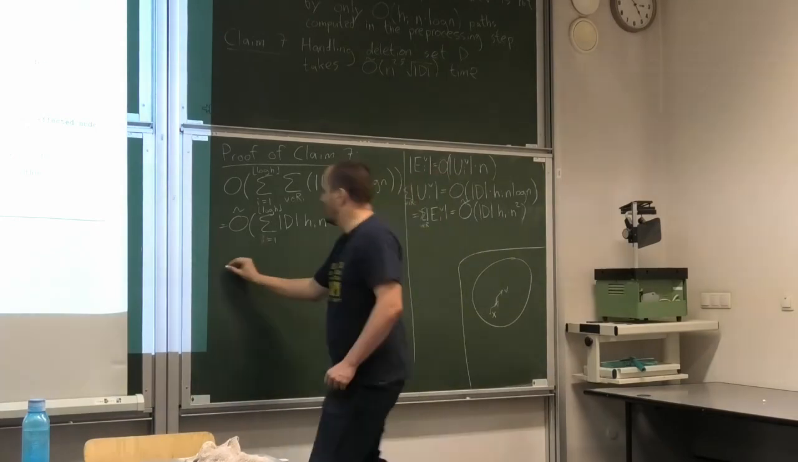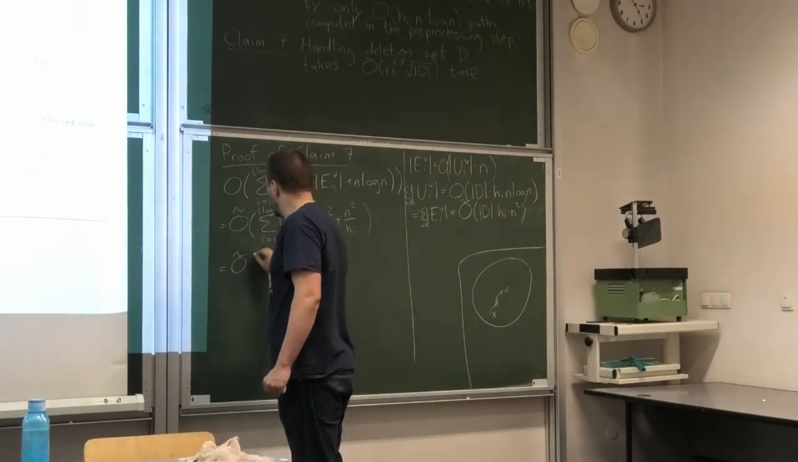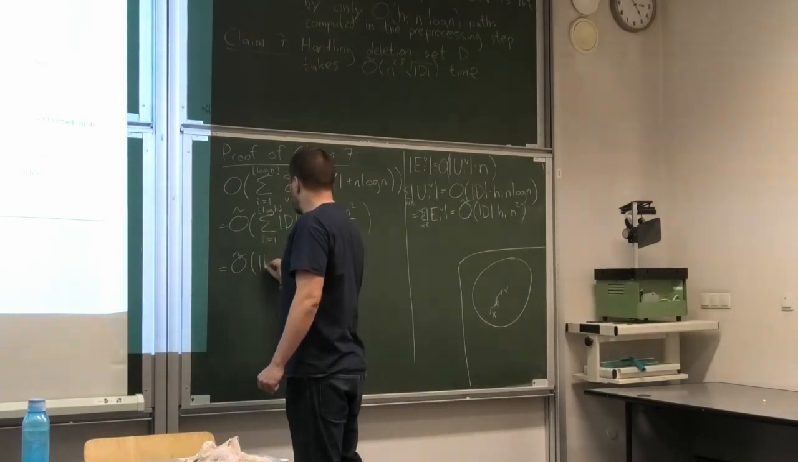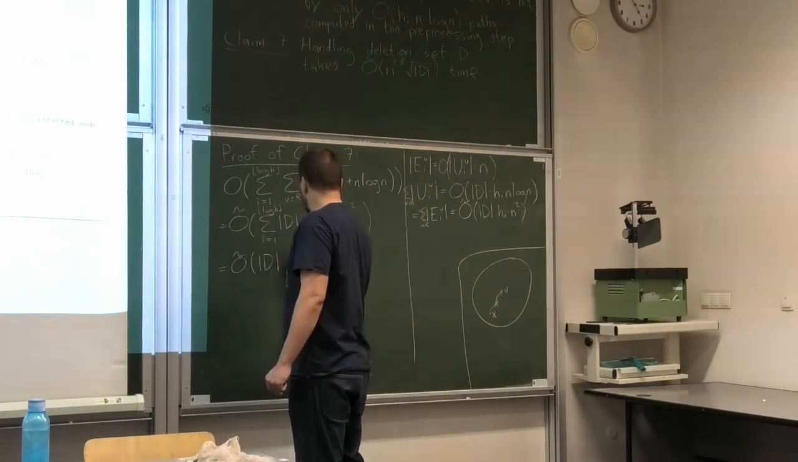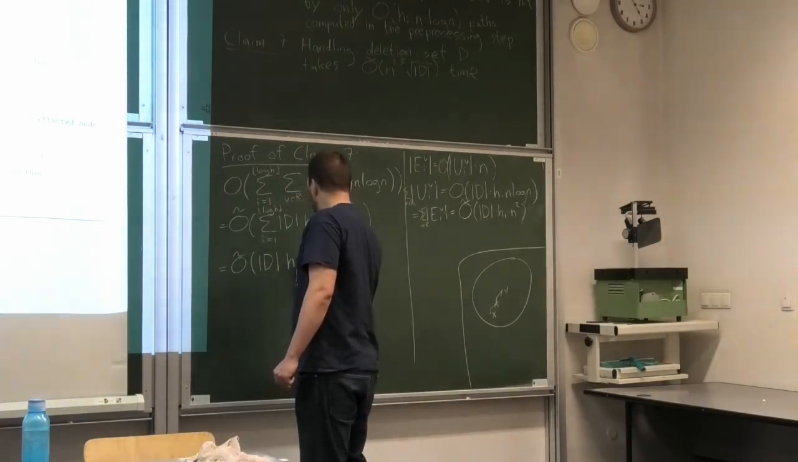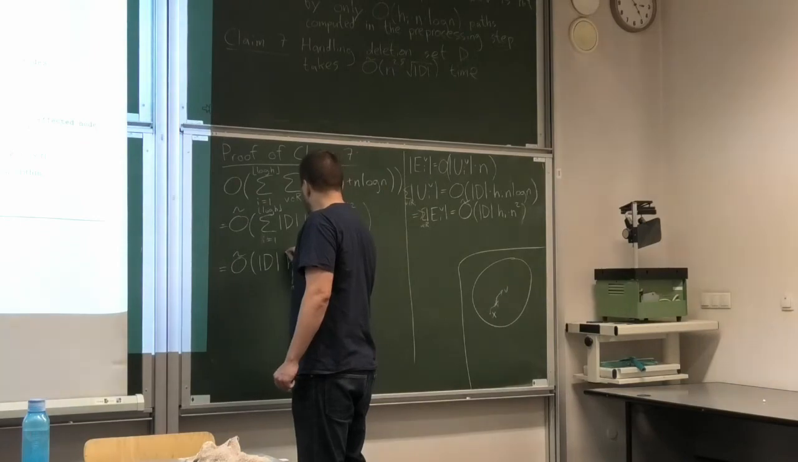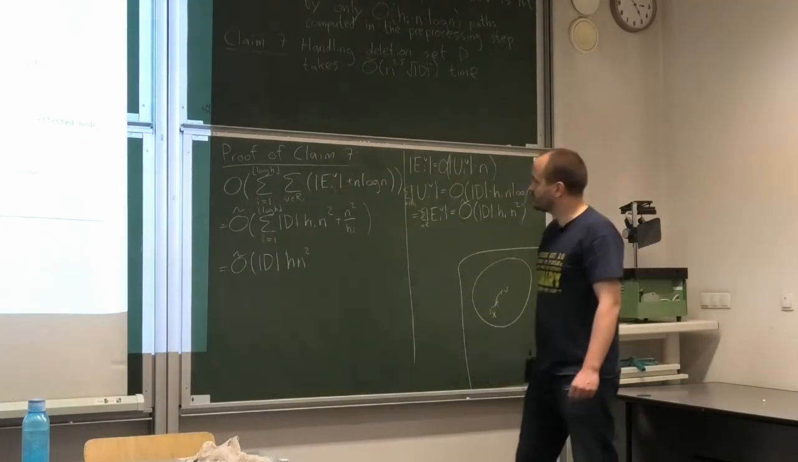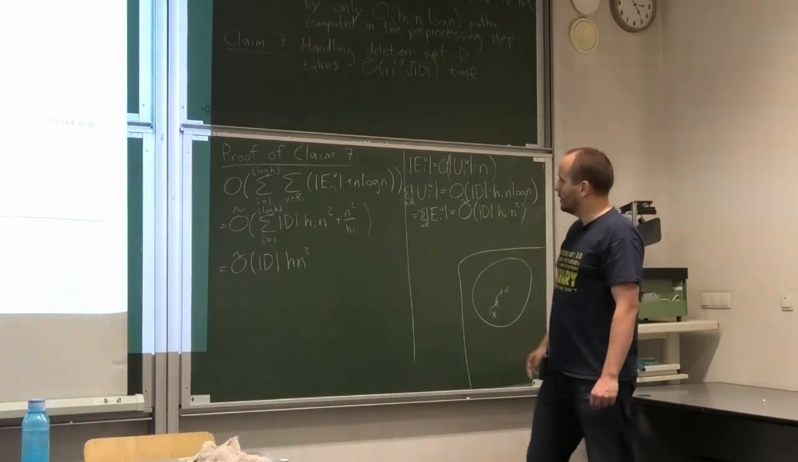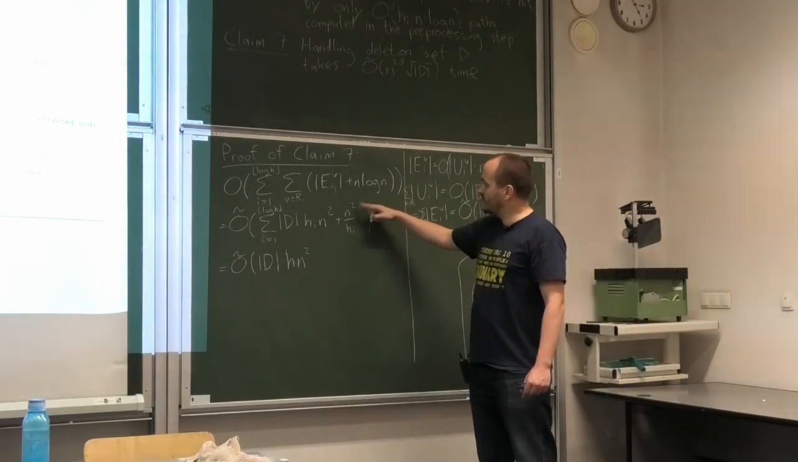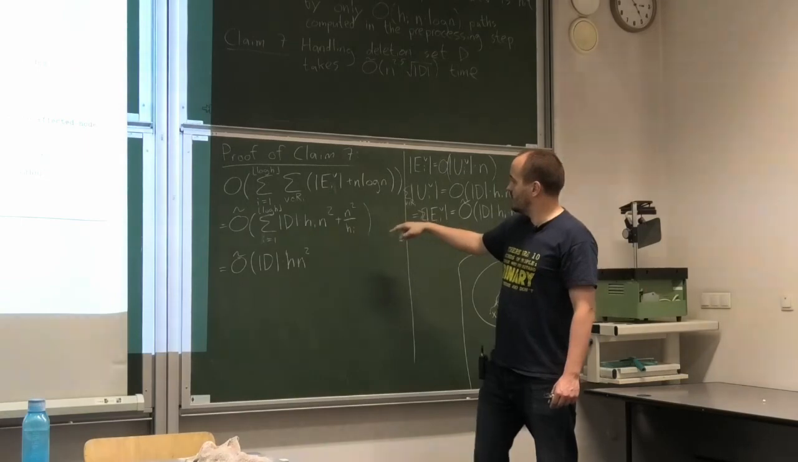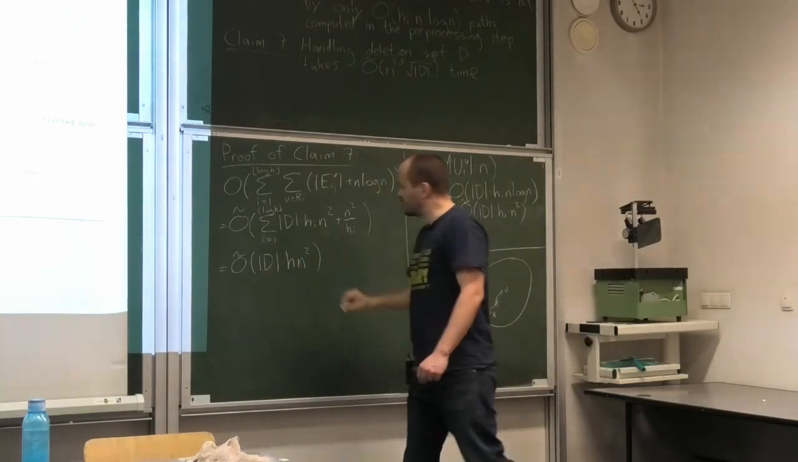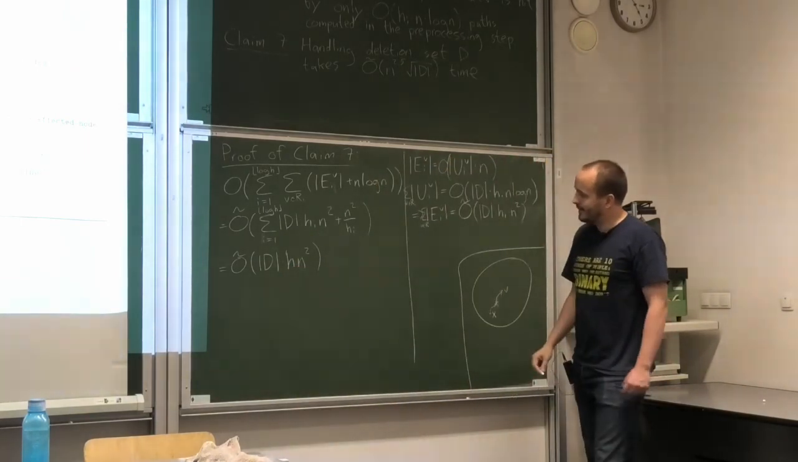So this is O tilde of size of d times h times n squared. Then we have this one as well. Well, this is also just a geometric sum and it just becomes n squared. So this one is dominating the whole thing.